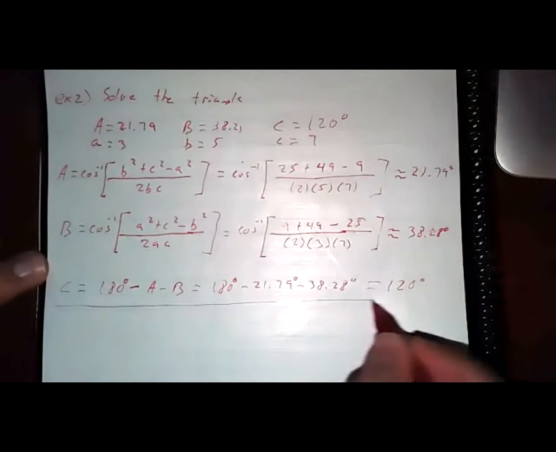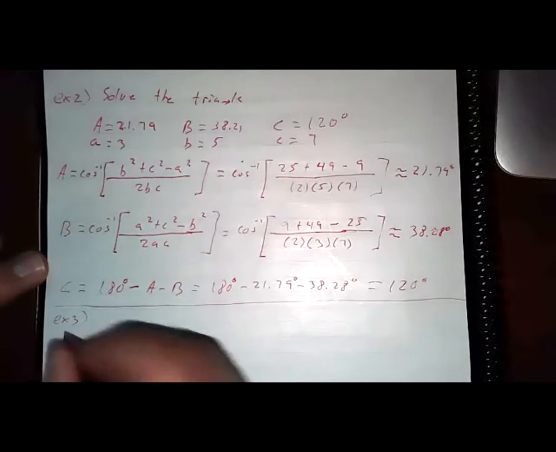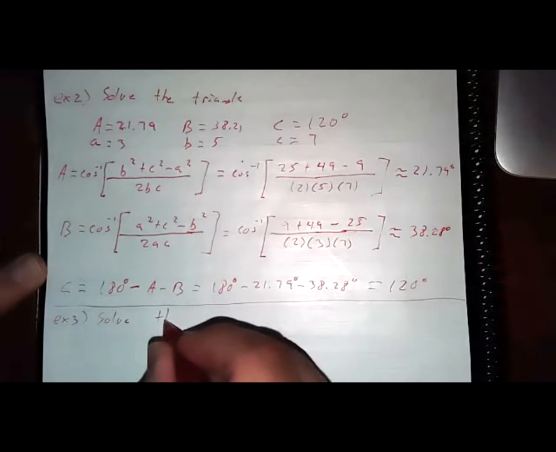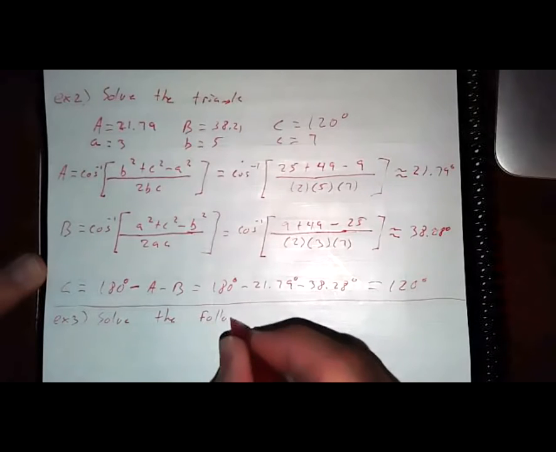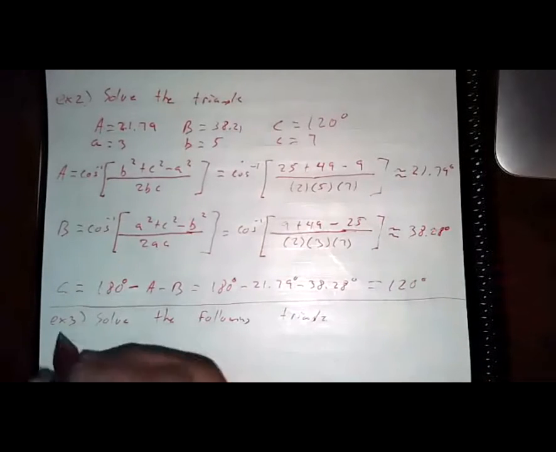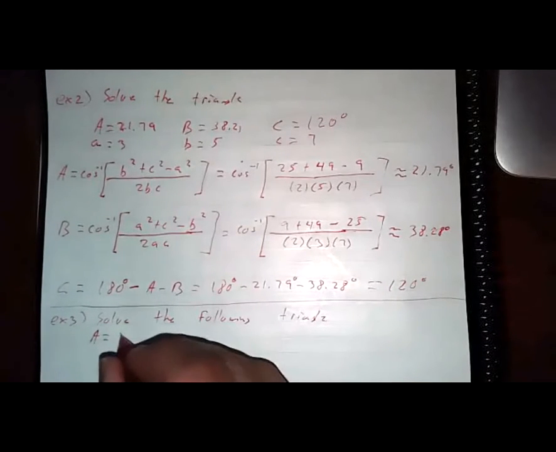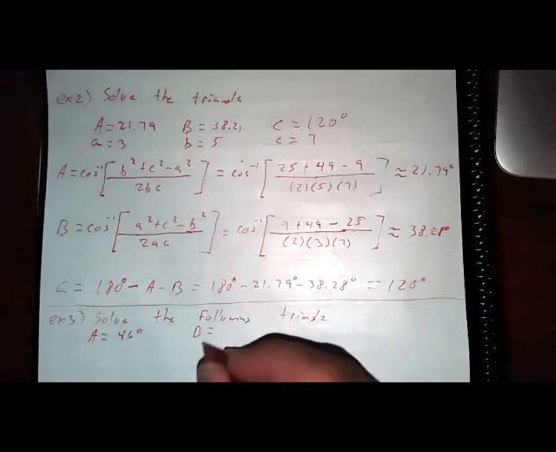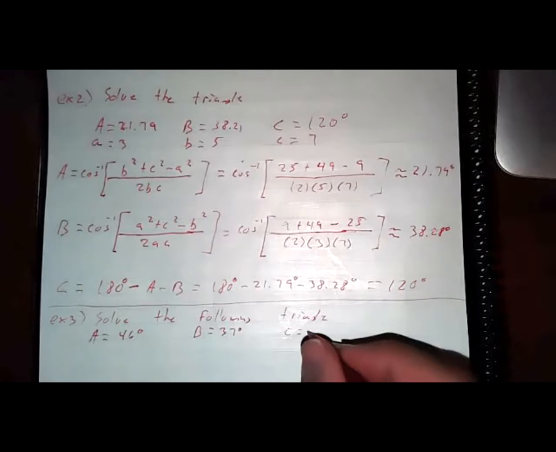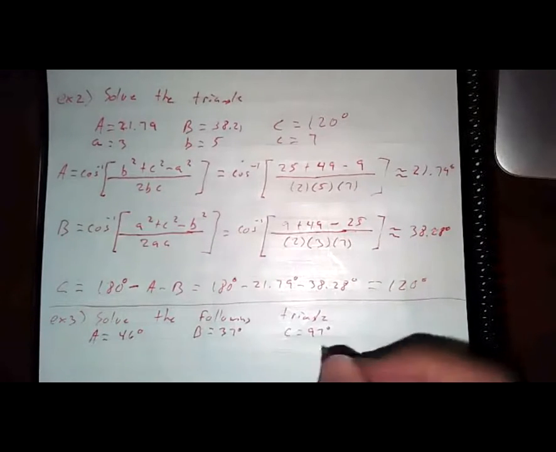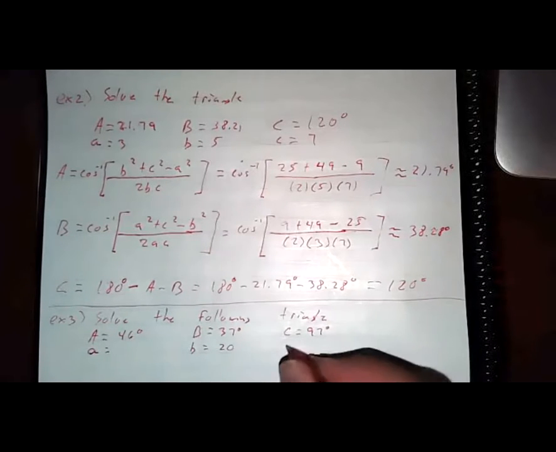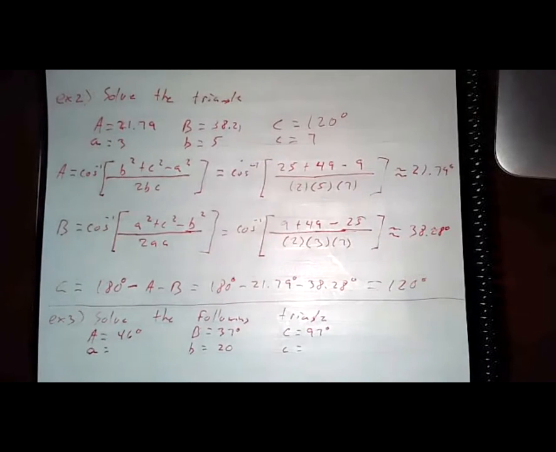Example 3, you can use whatever you like, law of cosines or law of sines, it's up to you. We'll just tell you, solve the following triangle. So they're going to give you capital A, 46, capital B, which is 37, C is 97. I don't have little a. I have little b equal to 20, and little c is something. I don't know what that is either.